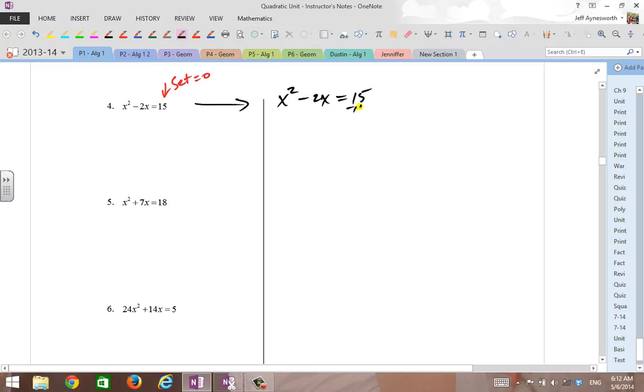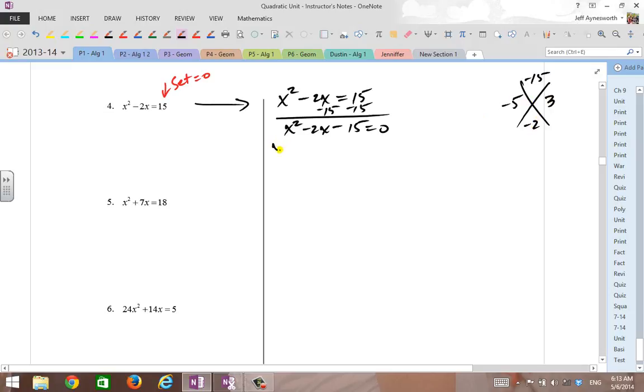All right, so let's subtract 15. We get x squared minus 2x minus 15 equals 0. Now we got to play this little game right now. So what two numbers multiply to negative 15 and add to negative 2? And they're negative 5 times 3. So negative 5 times 3 is negative 15. Negative 5 plus 3 is negative 2, so we're good to go there.